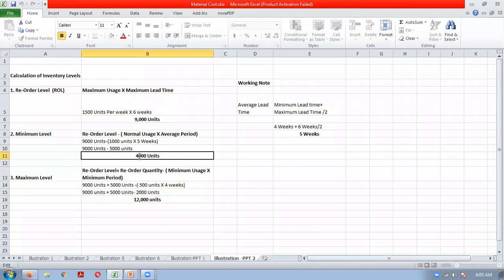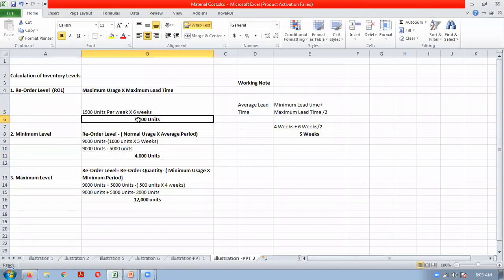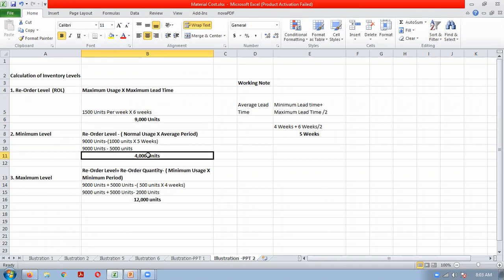So all the levels we have calculated. See, reorder level is when you should place the order. Once you come to know that you are having only 9,000 units now, you should place the next order. And you should keep a minimum of 4,000 units at any time in your business. It should not fall below 4,000 units, and you should not keep more than 12,000 units of stock in your business.